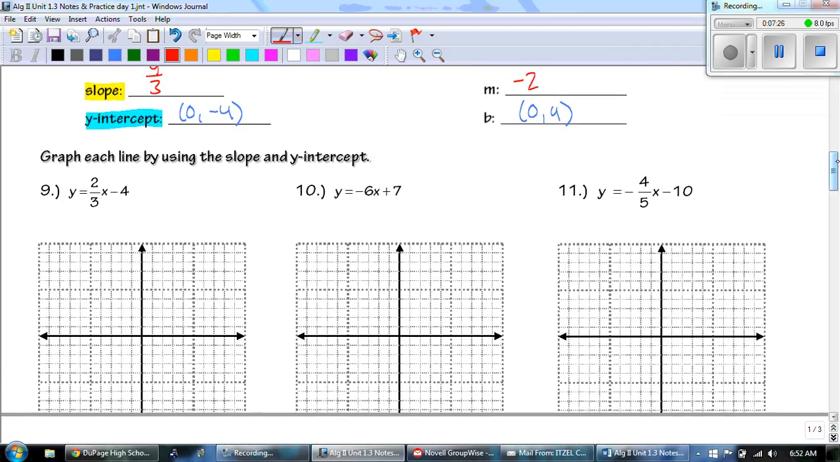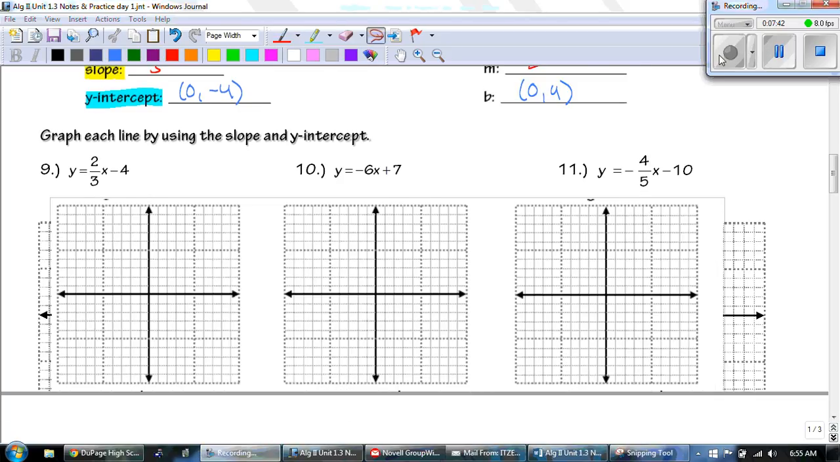All right. So now what we're going to be doing is we're going to be using our graph to create the line. So graph each line using the slope and y-intercept. Sorry, that might look a little jacked up, but those graphs look a little bit nicer. So here we go. We're going to graph each line using the slope and y-intercept.